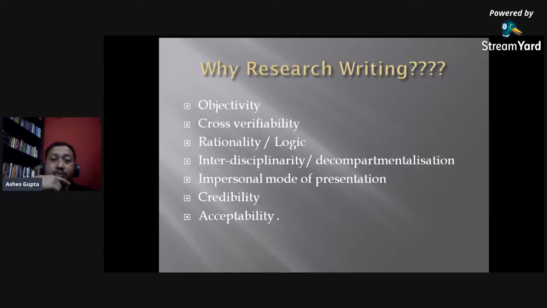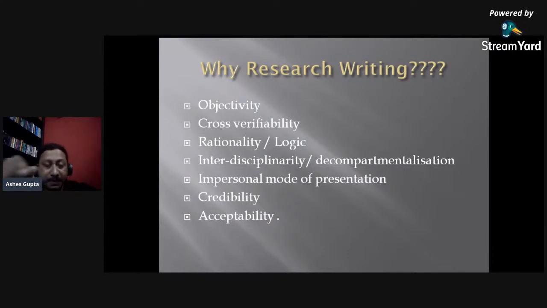Now, what do I mean by objectivity? Objectivity is no subjectivity, which means when I'm objective, I'm trying to look at something from a perspective which I share with everybody else. Now, this perspective which I share with everybody else might be very personal to me, but at the same time, it is also available to all the others with whom I share this perspective. That is objectivity. And how do I substantiate objectivity? I do it through cross-verifiability.